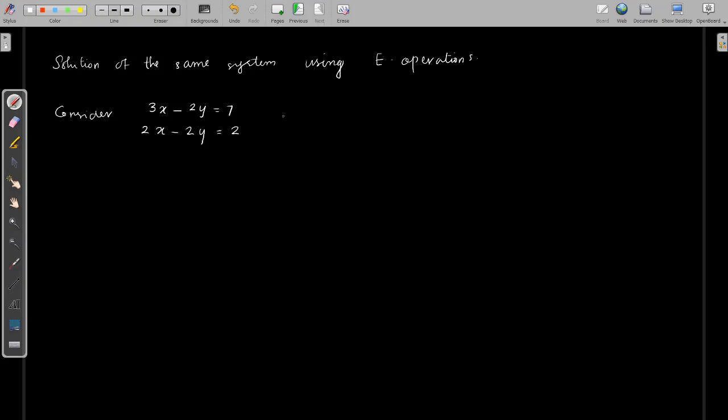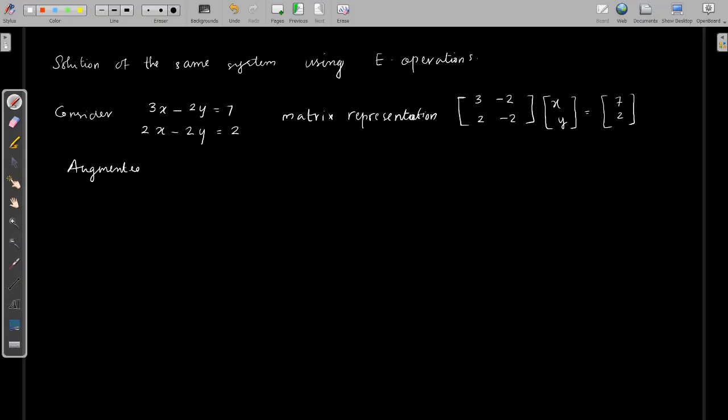We translate it into the matrix equation. So the coefficient matrix is [3, minus 2; 2, minus 2] into [x, y] equal to [7, 2]. So this is the matrix representation of the system of linear equations. We will solve this matrix equation for finding the values of x and y using the elementary row operations.